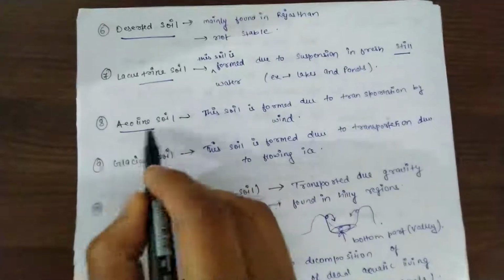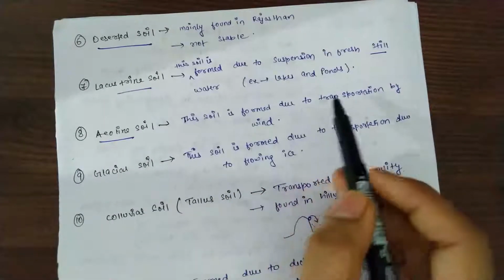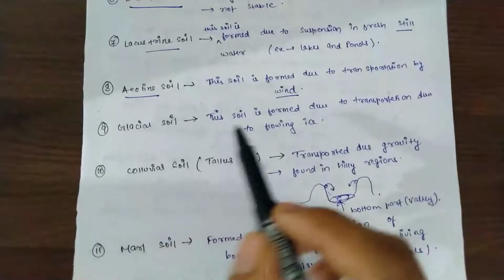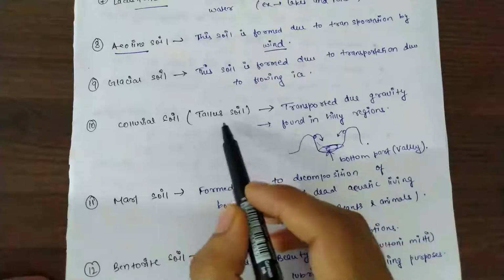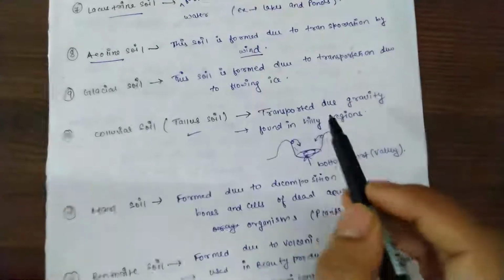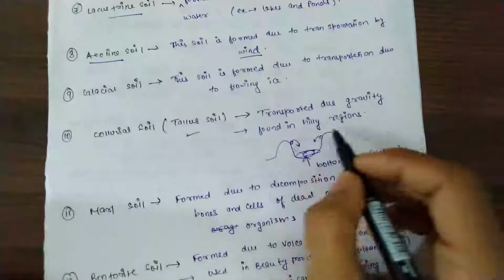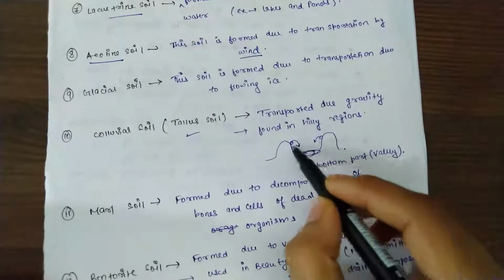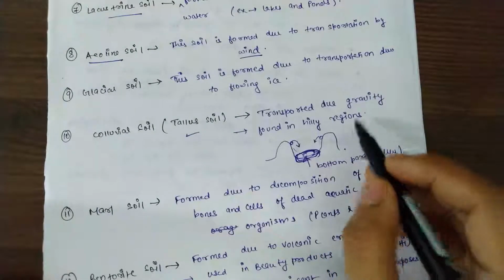Then there is aeolian soil. This type of soil is also a transported soil, and the transporting agent is wind or air. Then there is glacial soil. This soil is formed due to transportation by flowing ice. Then there is colluvial soil, also called talus soil, and it is transported due to gravity. It is found in hilly regions. Like these are two hills, and the soil is transported from the hills to the valley, the bottom part. So the transporting agent here is gravity.